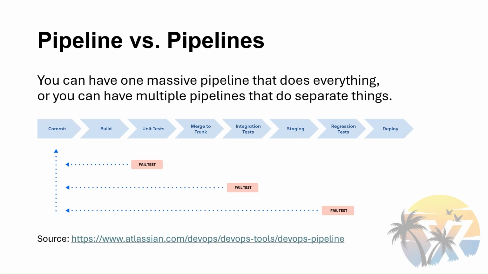Here's another example I pulled from Atlassian. Here they have about 8 different steps, and if it fails at any point, it goes back to the beginning of the pipeline. So you could break this up into 3 different pipelines. Maybe from commit, build, and unit tests, that is just one pipeline. And then maybe merge to trunk integration tests is a separate pipeline. So the whole idea is it's a chain of tasks. It could just do one task, but typically it would be doing multiple things.